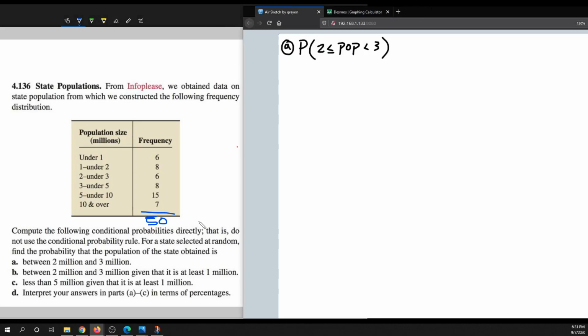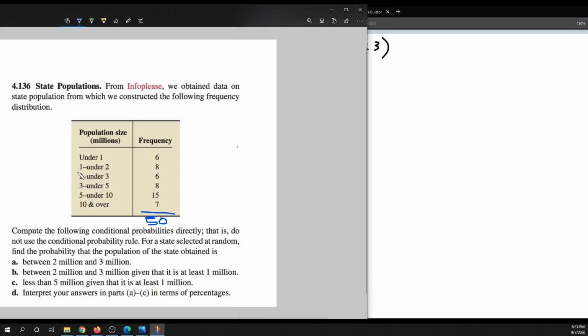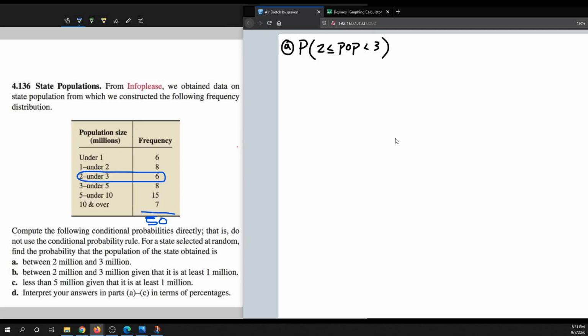So we want to find the probability that the population of the state obtained is between 2 and 3 million, right? So that would be these in this part of the table right here. Okay. So that is 6, right, out of 50. That's it.